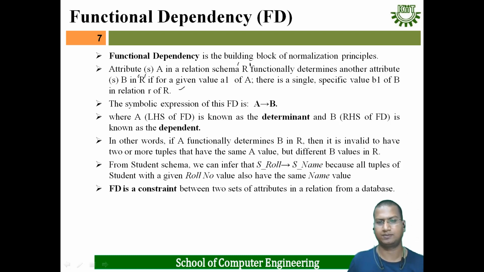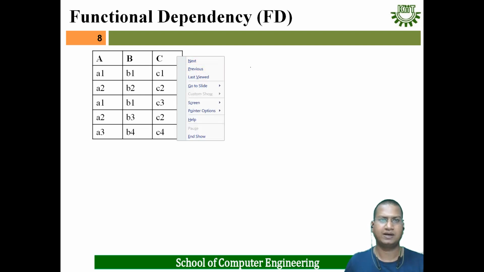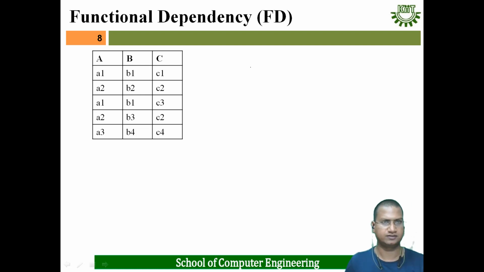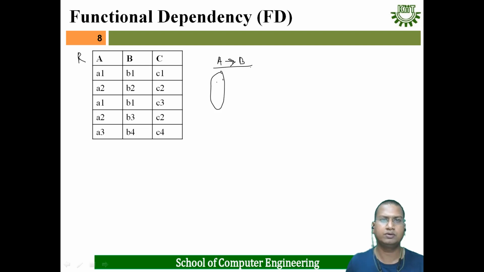What is this? I will explain this in detail in this table. Generally, functional dependency is represented as one attribute functionally determining another attribute of the relation. Suppose this is your relation R. Can we say A determines B? A functionally determines B when for each value in A, there exists a unique value in B.